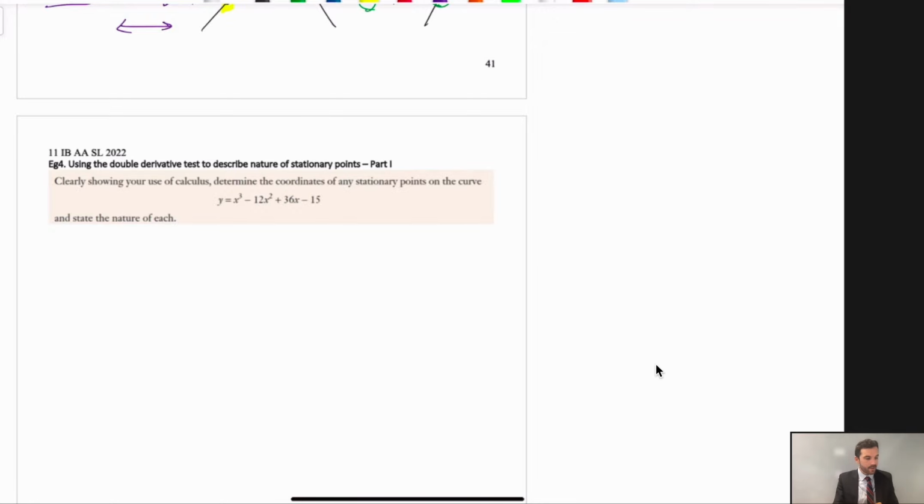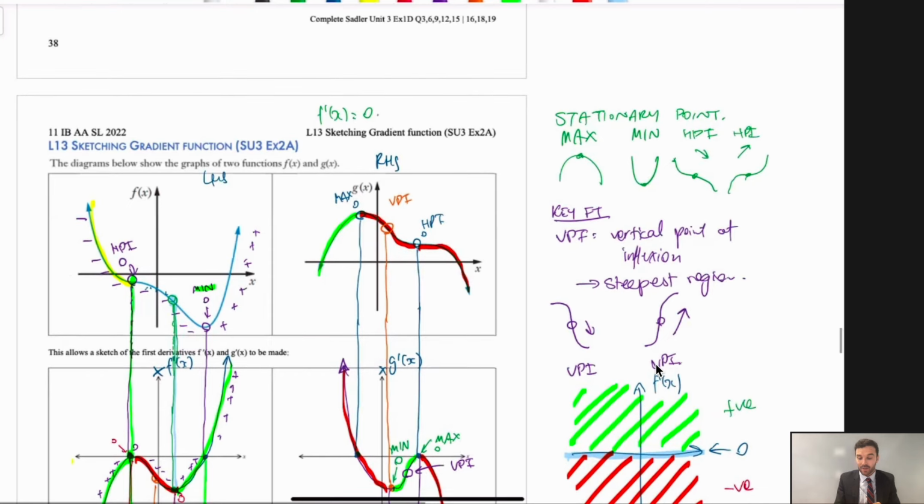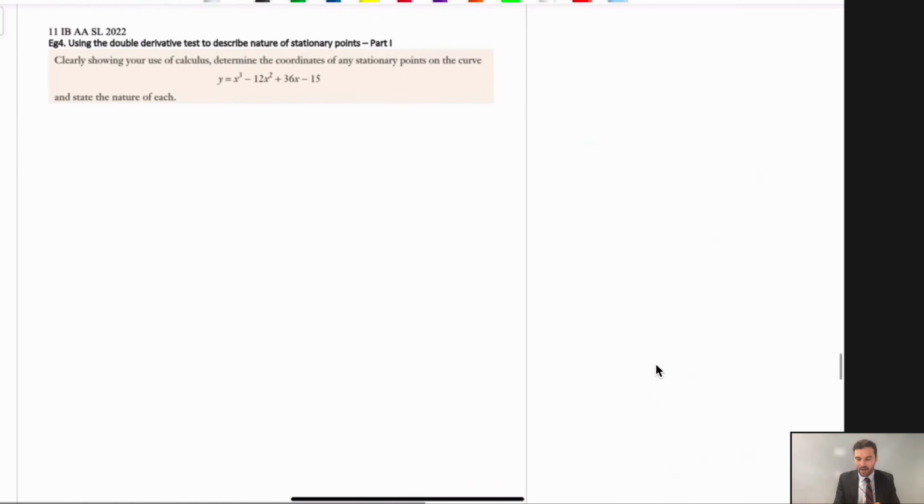Example 4, and this is all from lesson, I believe is it 12? I should know this. Lesson 13, sketching gradient functions. Okay, so let's have a crack at this one here.